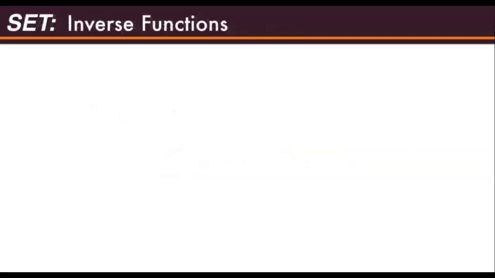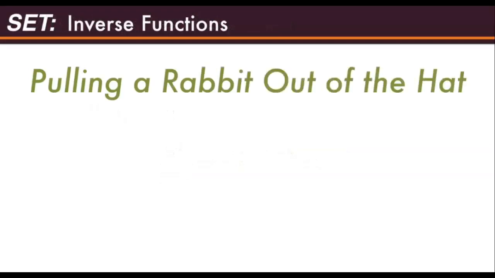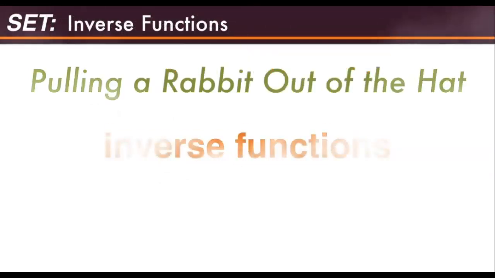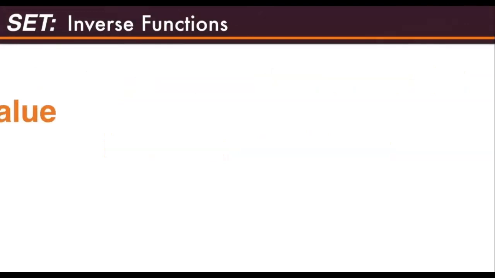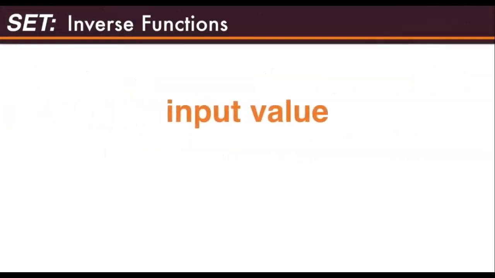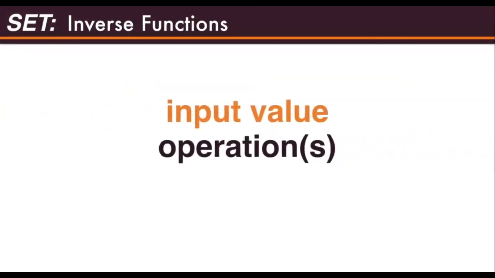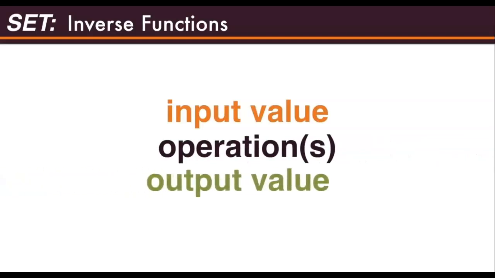In the task that you did today in class, pulling a rabbit out of the hat, you practiced writing inverse functions. You started with an input value and determined the operation or operations needed in order to get an output value that was equal to your original input. You found that writing inverse functions requires you to use the inverse operations that you have practiced on the previous Ready, Set, Go assignments for this unit.